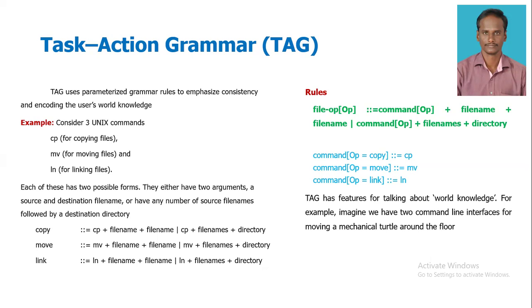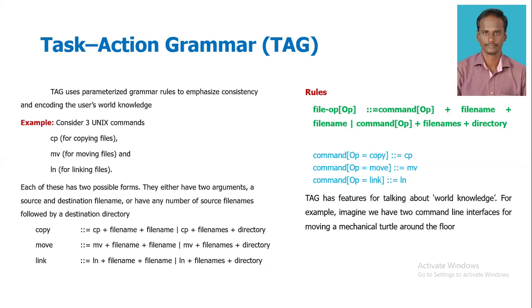So the command operand copy is defined as cp, only the command name. The command operand move is defined as mv. The command operand linking two files is defined as ln. TAG has features for talking about world knowledge.